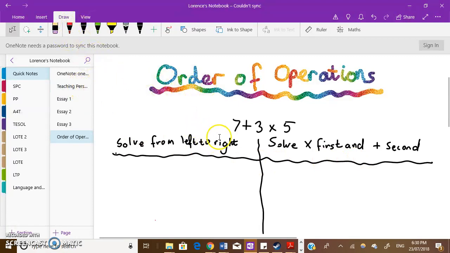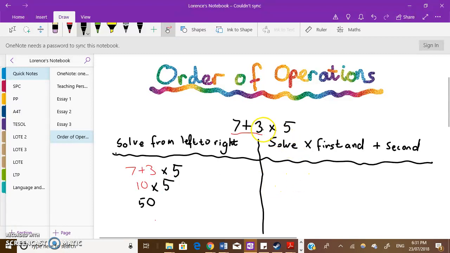What we'd do is we'd start off with this particular side here. We'd start off with 7 plus 3. So we'd first go 7 plus 3, and we'd go times 5, and then we'd have to get the answer for 7 plus 3, which is 10, and then we'd times it by 5, which would be 10 times 5, which is in fact 50. Okay? Now, that's one way of doing it, 50.